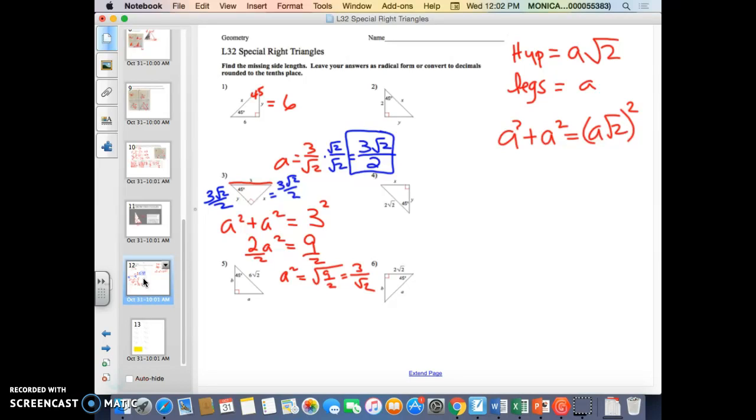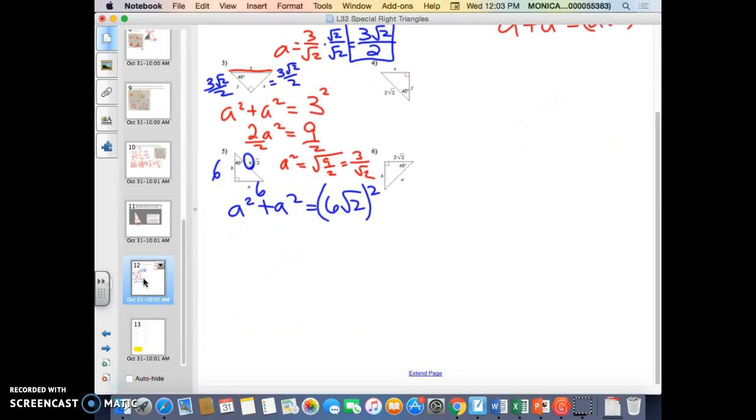Okay, for number 5, once again, you're going to do the same thing. A squared plus a squared, because we know these are both equal, is going to equal 6 times the square root of 2, and then you would square this whole thing. Now, I know the shortcut, and the shortcut is just this number in front of the square root of 2 is going to be the side length. So this is 6 and this is 6. But if you work this out, you would get the same thing.